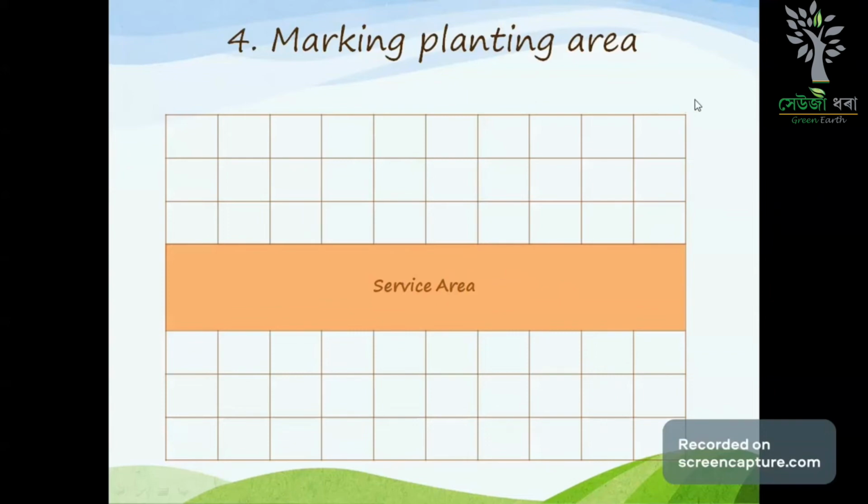Once you have marked your entire planting bed, the first thing you need to do is mark your entire planting bed. Second, you mark your roads, then mark your servicing area, and then within your actual planting area you make grids. The grid should be 1 meter by 1 meter.